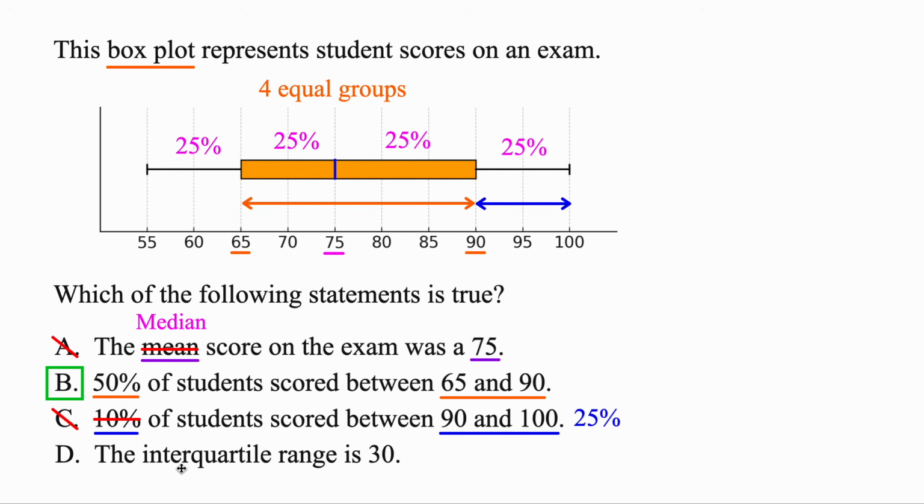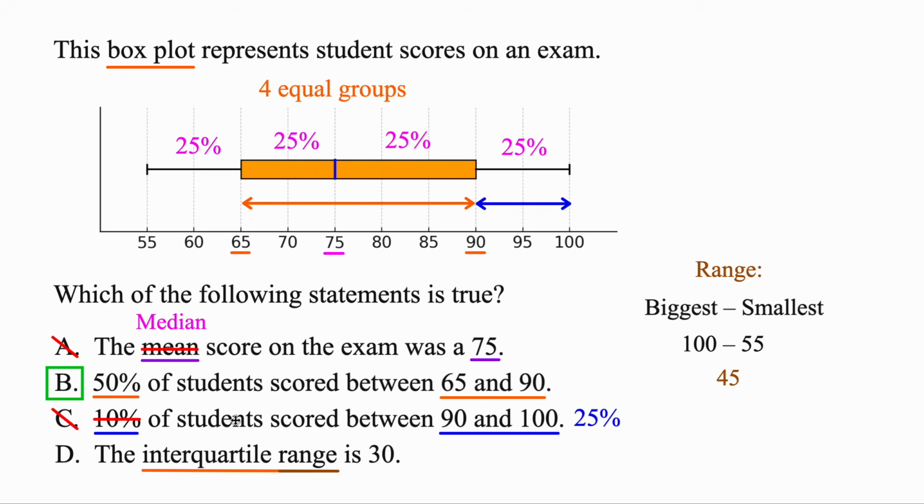And then the last one. The interquartile range is 30. Now, range has a very specific definition. In math, it means the biggest value, which is 100, minus the smallest value, which was 55. So 100 minus 55, the range for the whole data would be 45.